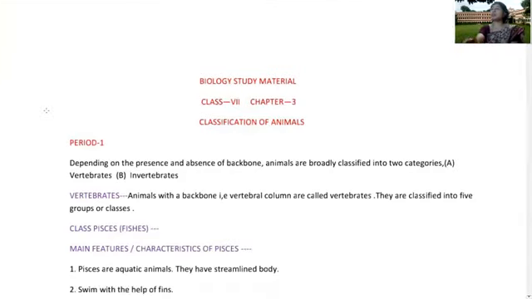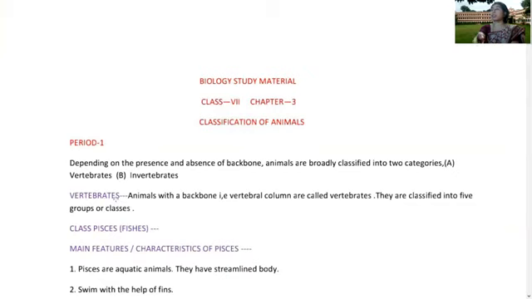So we are going to see the details about the chapter, right? We are coming to the topic classification of animals. This classification of animals is divided into two categories, vertebrate and invertebrate. Today we will go into detail on vertebrates, right?